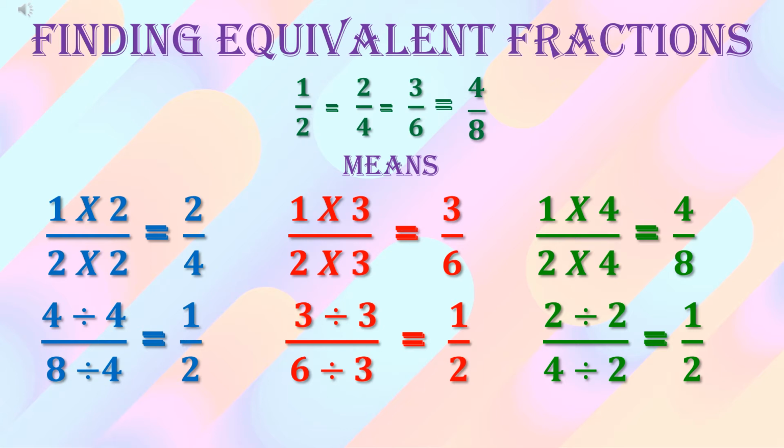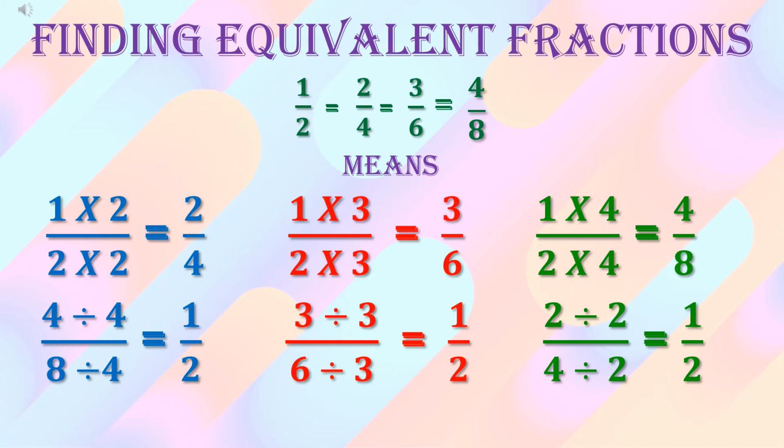Same way, if we multiply numerator and denominator both by 4, in 1/2, numerator is 1 and denominator is 2. If we multiply both by 4, we will get the fraction 4/8. 1 multiplied by 4 is 4 and 2 multiplied by 4 is 8. So we will get the fraction 4/8.